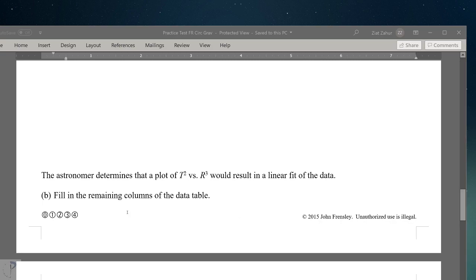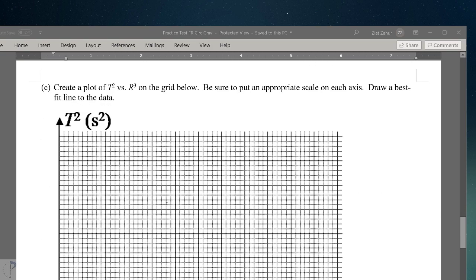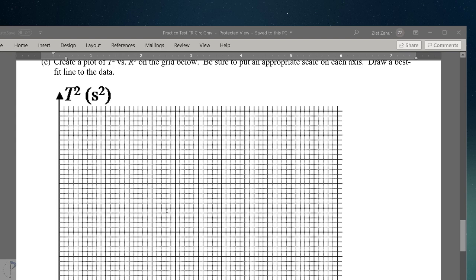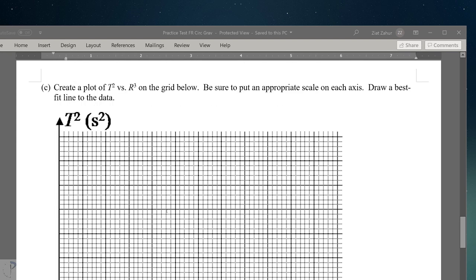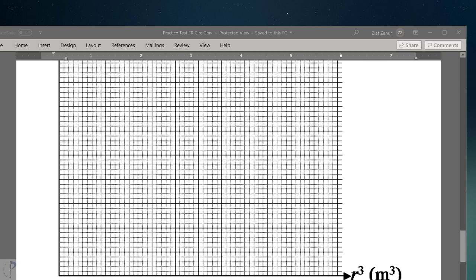Okay. Fill in the remaining columns of the data table. Yeah, that's pretty easy. All right. Create a plot of t squared versus r cubed on the grid below. Be sure to put an appropriate scale on each axis. Draw the best fit line. So blah blah blah. So you would plot all of your data, right?